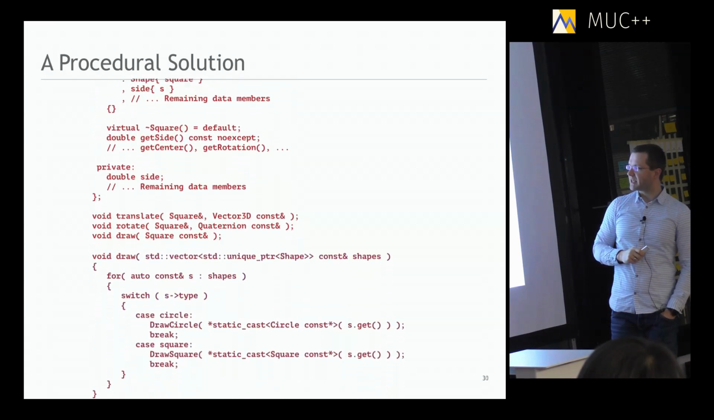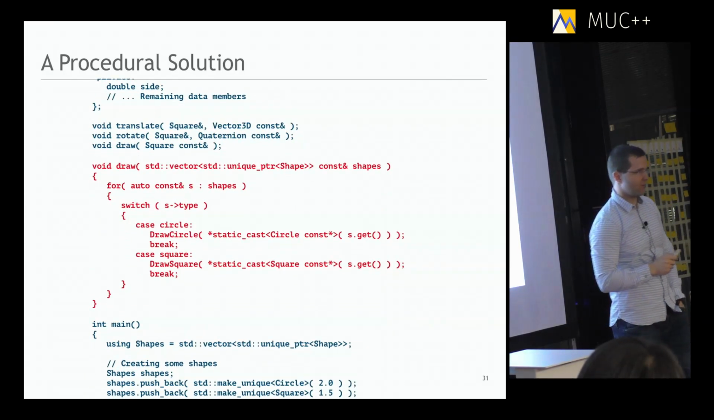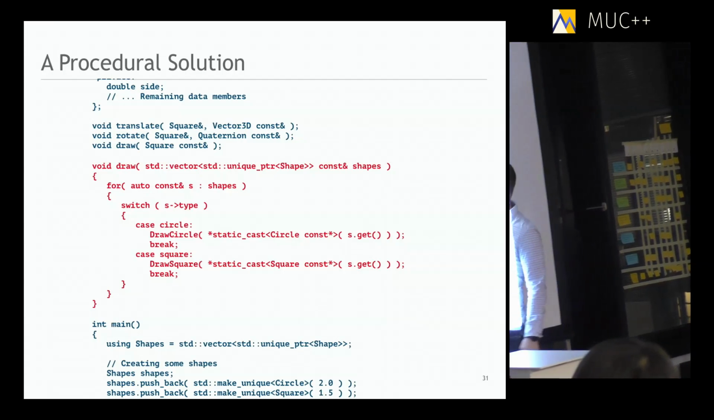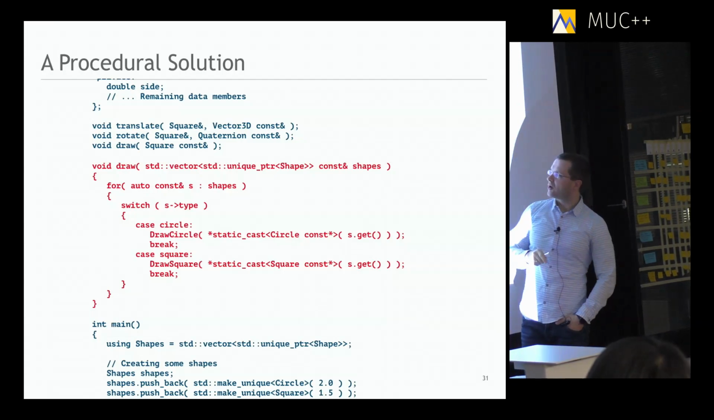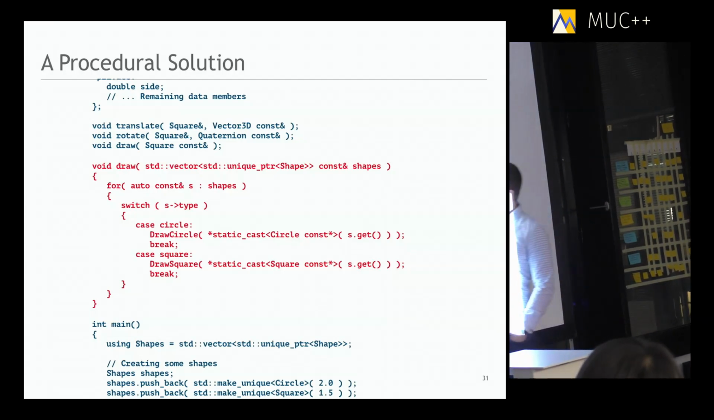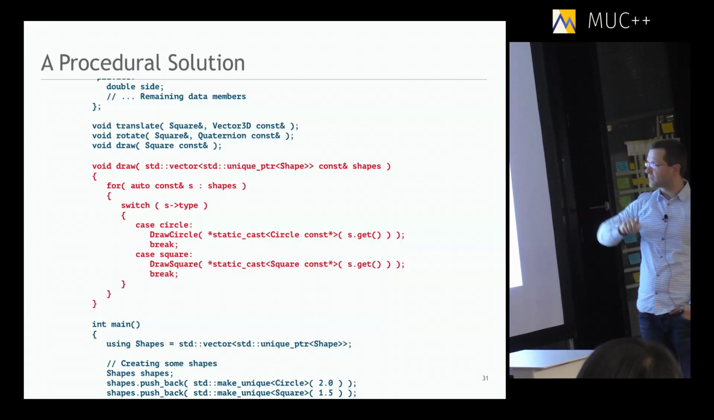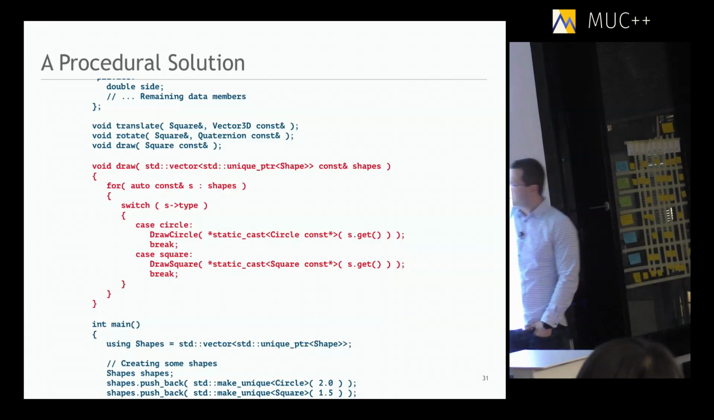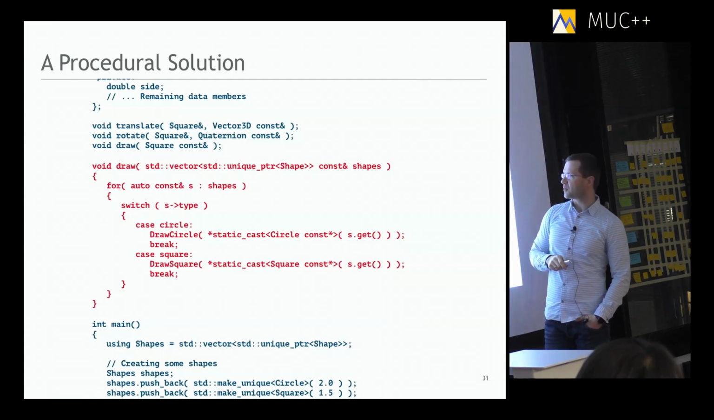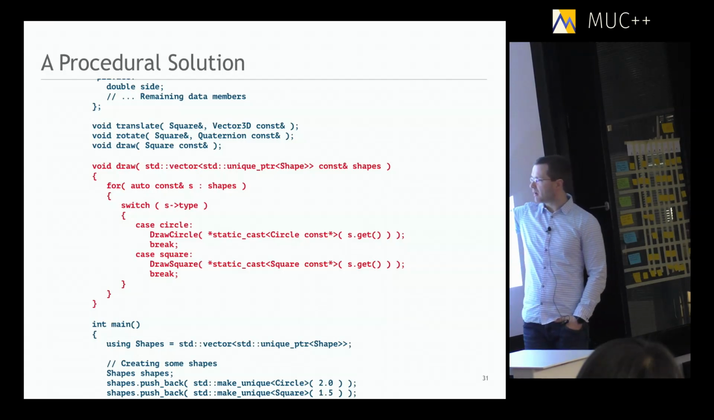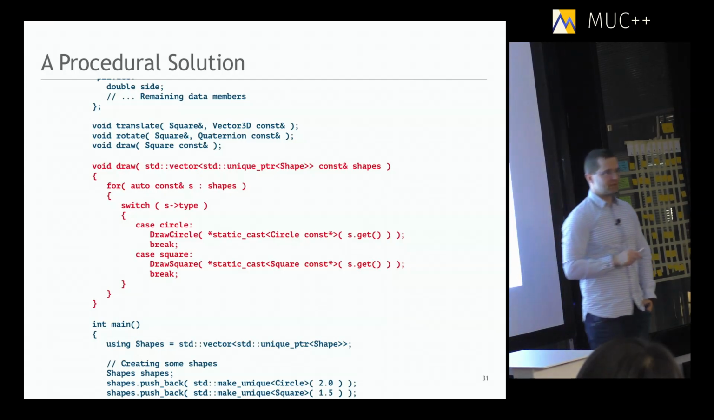Now, I am interested in drawing a lot of shapes, a vector of shapes. Nicely put into a vector of unique pointers, of course. Now, how do I draw a lot of shapes? Well, I iterate over all the shapes, and I'm asking, what kind of shape are you? Are you a circle? Well, in that case, I need to draw a circle, but I, of course, also need to cast to a circle pointer. Or perhaps it's a square, then I draw a square, but cast to a square pointer instead.